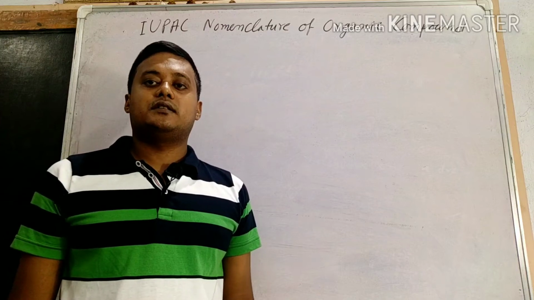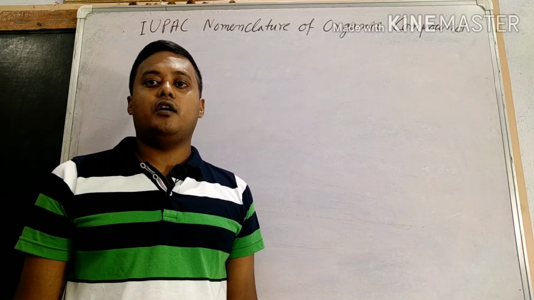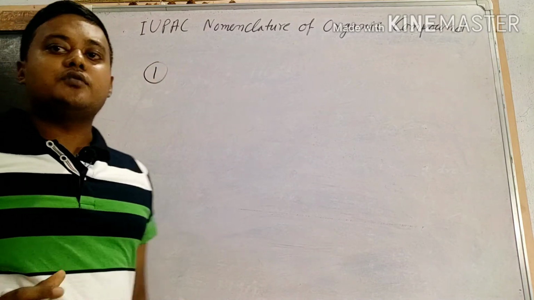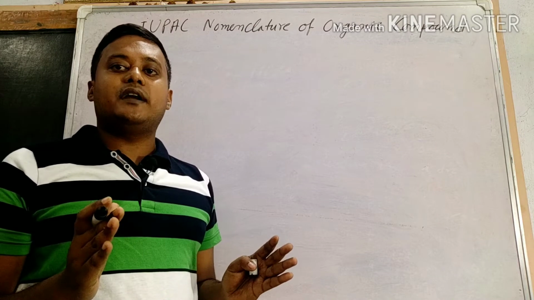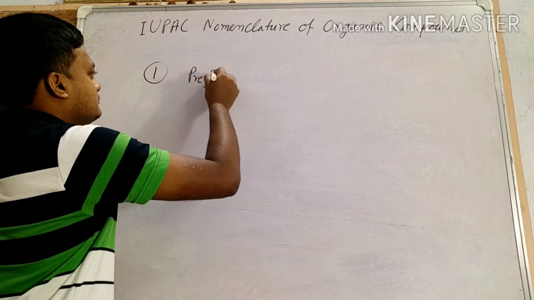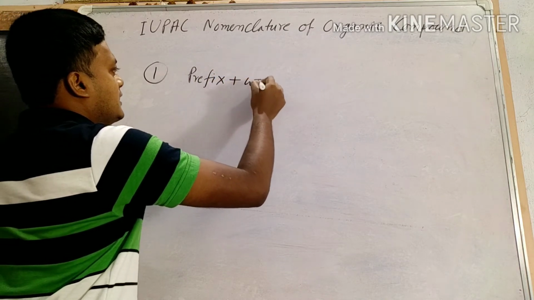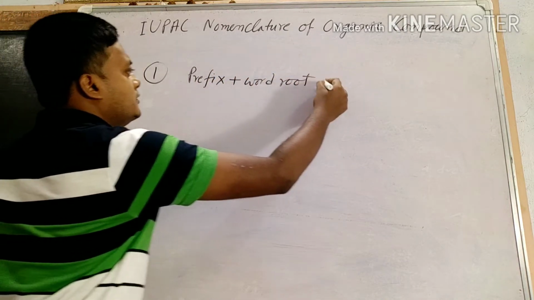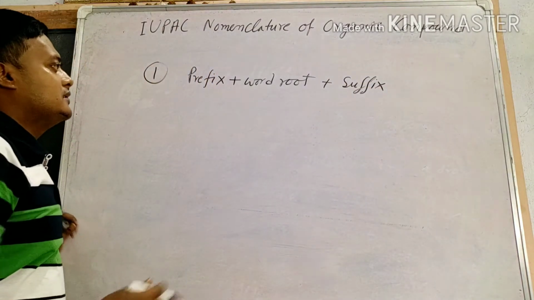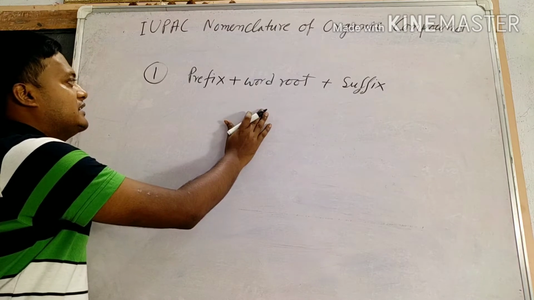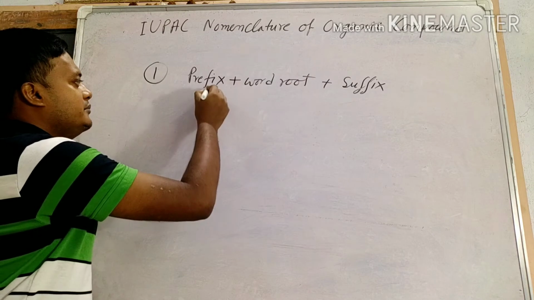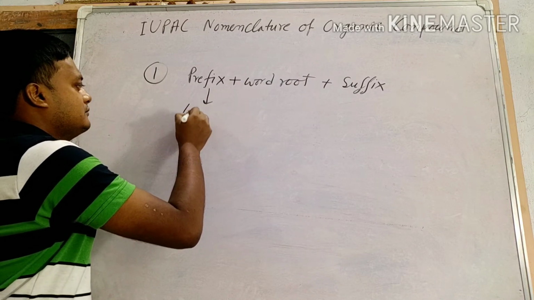Today I will discuss the IUPAC nomenclature of organic compounds. First we have to learn the format of the nomenclature. Prefix plus word root plus suffix. That is the main format of nomenclature. Prefix stands for branching.